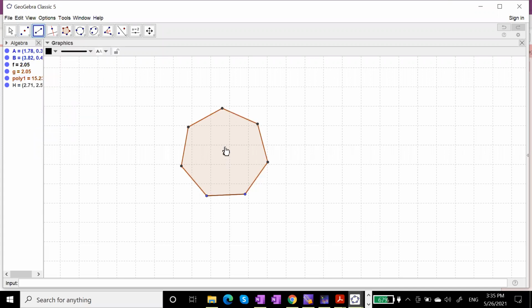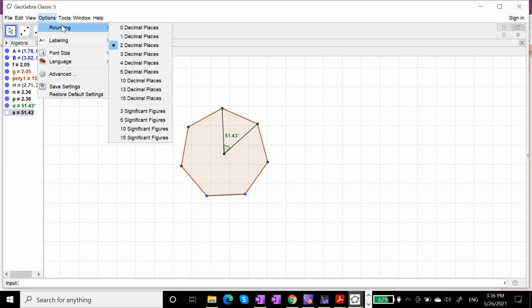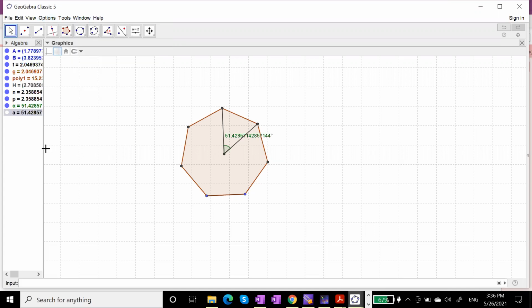If I join this and join this, and then measure this angle, it says it is 51.43. How close is this 51.43 to 360 by 7? 360 by 7 is also 51.43, but because the approximations are the same, rounding is involved, even at 15 decimal places.